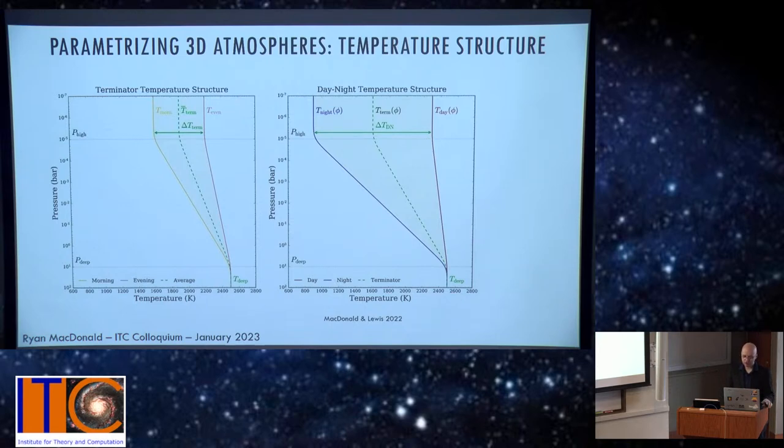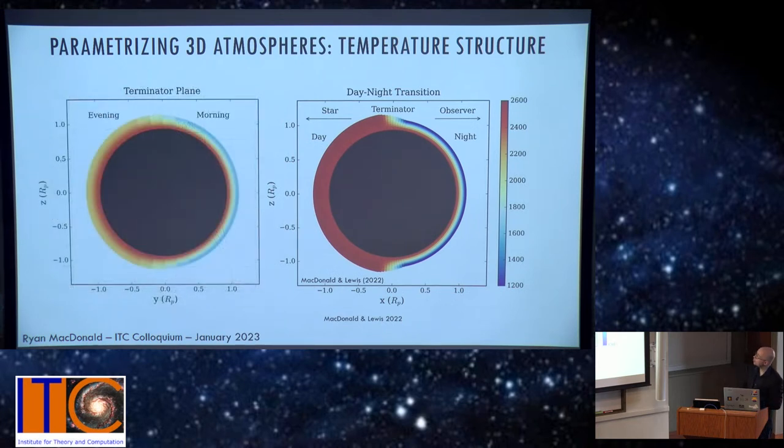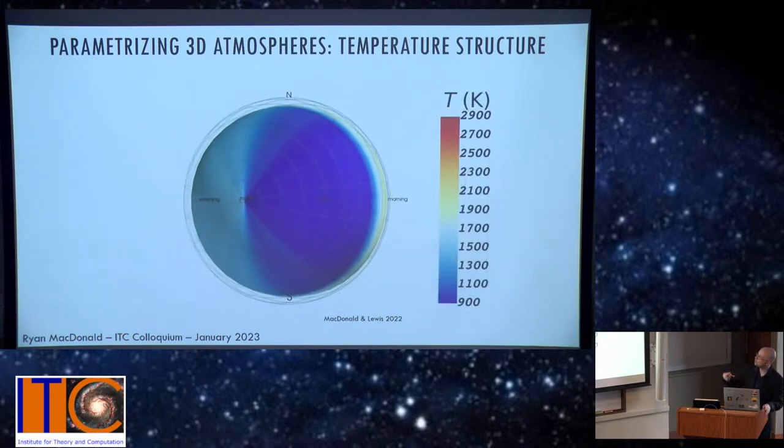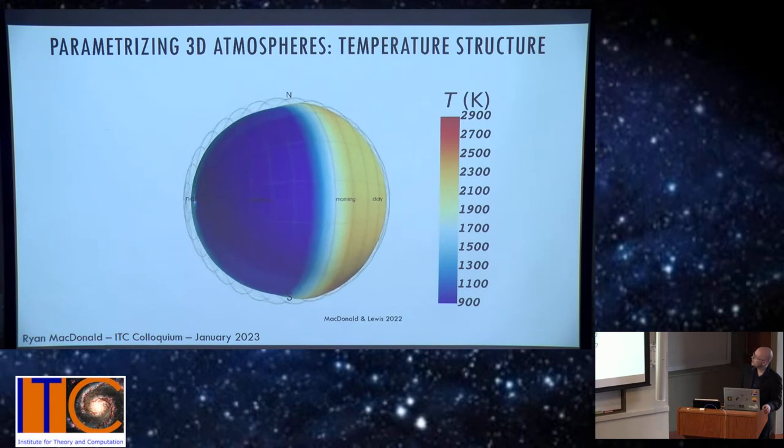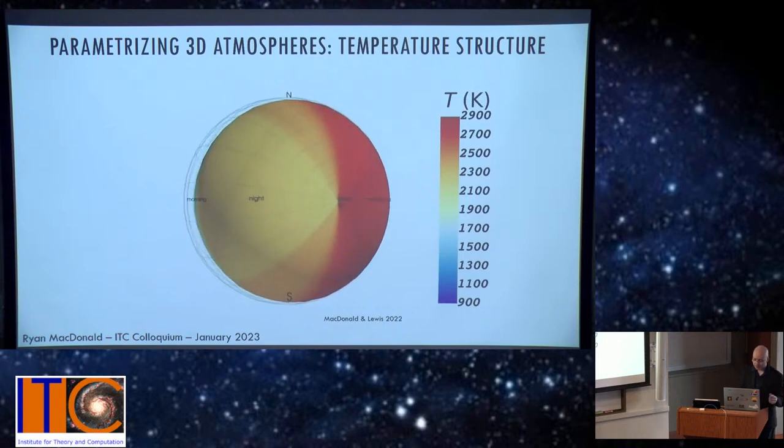In terms of how this parameterization looks, this is a slice through the atmosphere, to scale and colored by temperature. It's not a perfect representation of what we have from sophisticated three-dimensional models, but it captures the salient features of the day side to night side temperature and composition gradients, and also the difference, from the observer's perspective, between the evening and morning limbs of these planets. And animated, this is what the parameterization looks like. It's a much closer representation of what we actually expect these atmospheres to look like from the underlying physics.